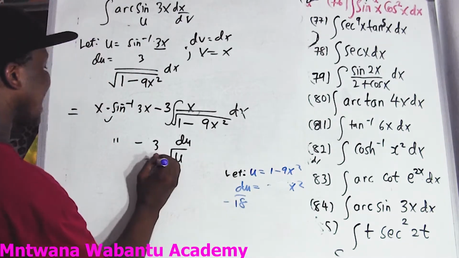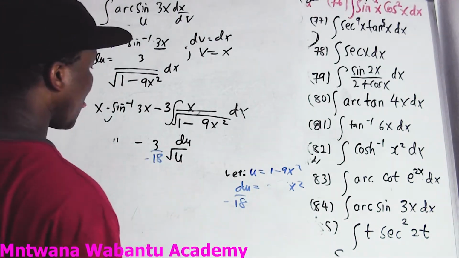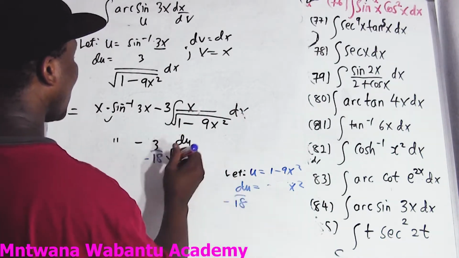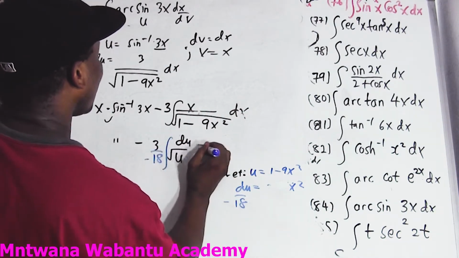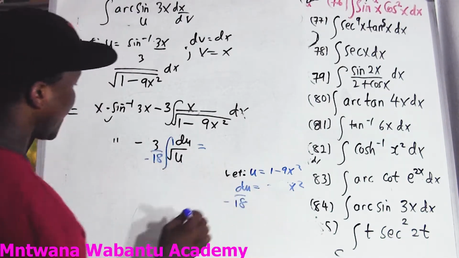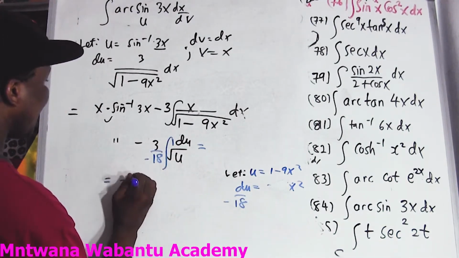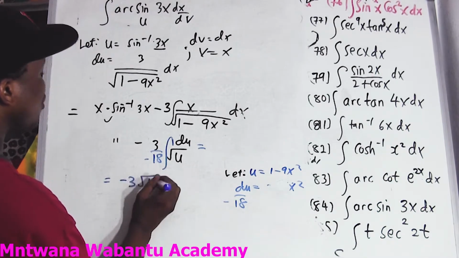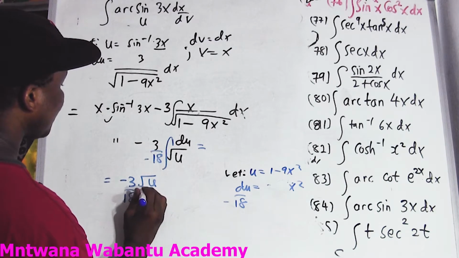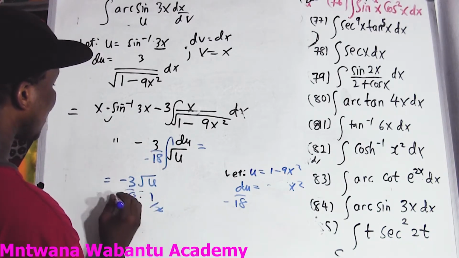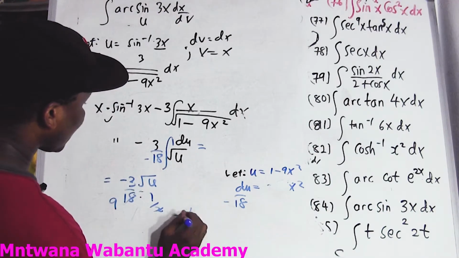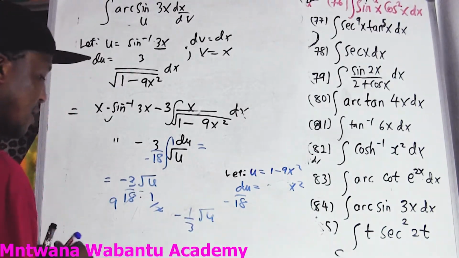So it means here is going to be negative 18. You see what I'm saying? And then this is du over negative 18, and then this is going to be the square root of u. So now we're going to have negative 3 square root of u. You can do it slowly. And this is going to be 18 over 1 over 2. This is going to give us 9. Okay, 1 over 3, negative 1 over 3 u.